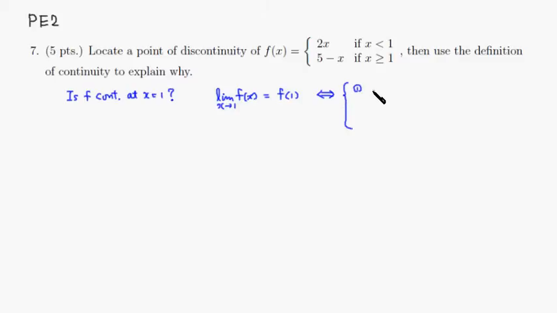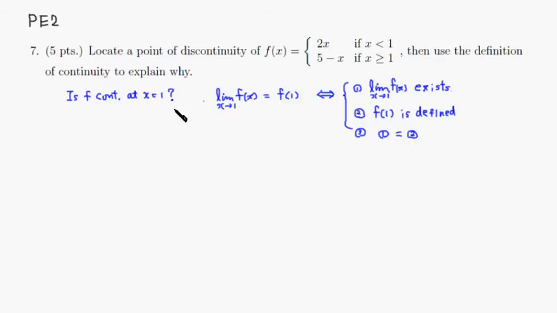First, we have to make sure that the limit of f of x as x approaches 1 exists. Two, we have to make sure that f of 1 is defined. Number 3, number 1 has to be the same value as number 2. Those are the three things we have to check. If one of them fails, then it's not continuous, so there's a discontinuity there.